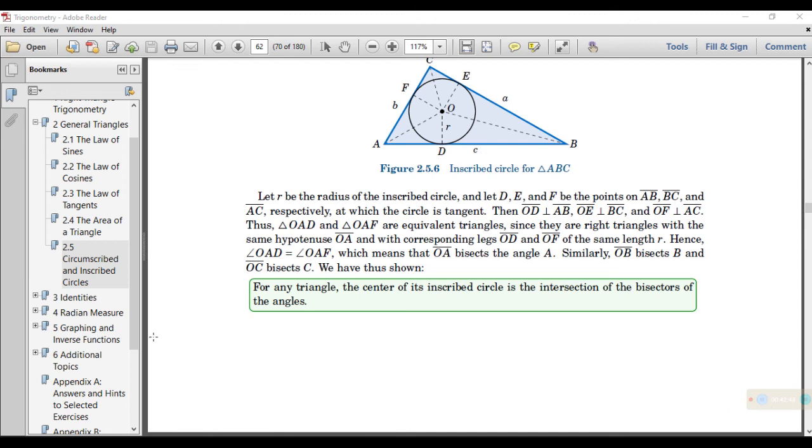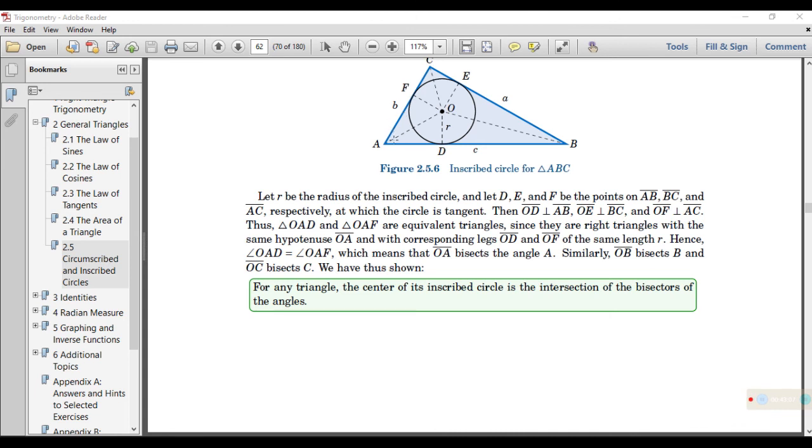Okay, focus tayo dito sa green na rectangle. For any triangle, the center of its inscribed circle is the intersection of the bisectors of the angles. Ano ulit ang bisector? Ang bisector ng isang angle ay yung line segment that will divide your angle into two congruent angles.